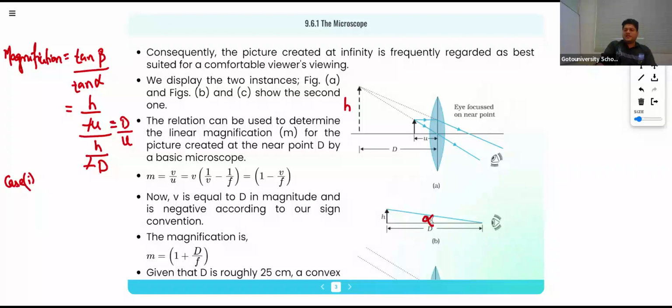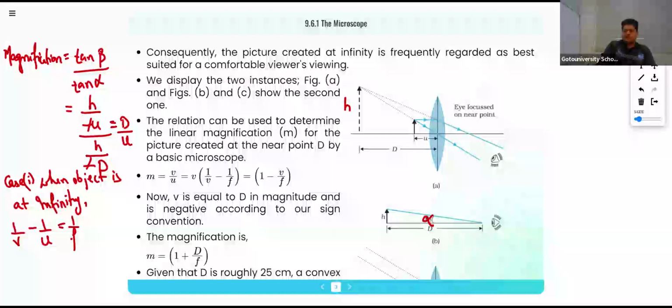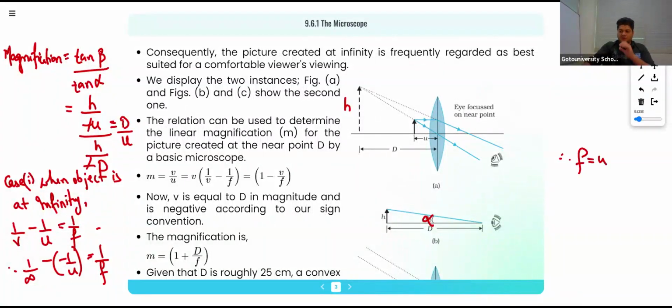The first case, case number one: when the object is at infinity. We have 1 upon V minus 1 upon U is equal to 1 upon F. Infinity means this will be 1 upon infinity minus of minus 1 upon U, equal to 1 upon F. Minus minus plus, and you will get F is equal to U. So the magnifying power is equal to D upon U, so D upon F.